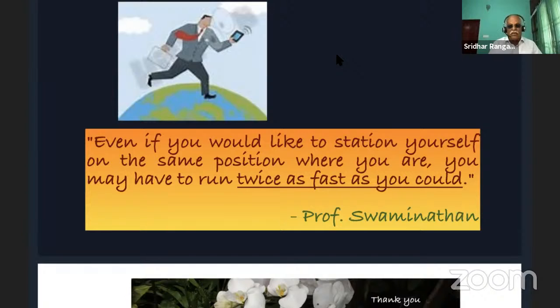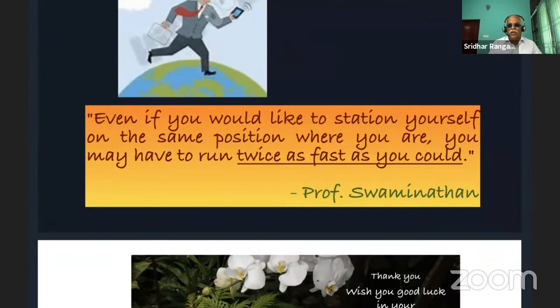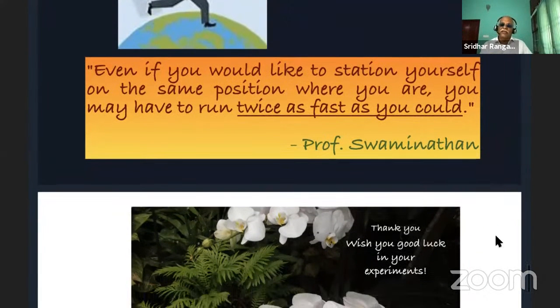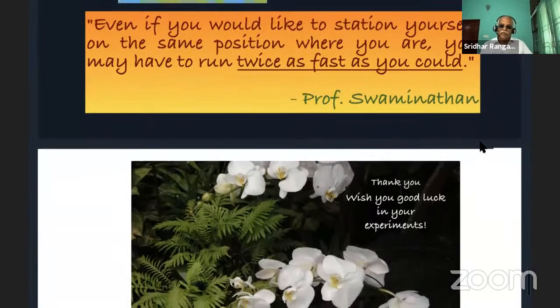Here I would like to recall a favorite remark by Professor Swaminathan. Please read it yourself. The days are advancing very fast. Technology is developing very fast. Even if you want to stay in the same place where you are in your research, you have to run twice as fast to stay in your own place. But if you want to make an advancement, you can decide how much speed you would like to gain in your running against the technologies and use of these technologies.